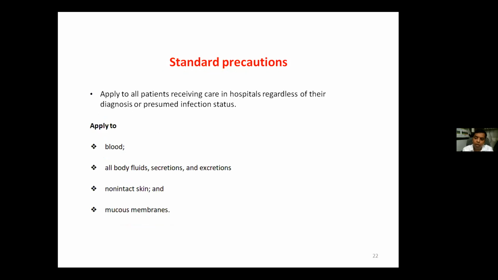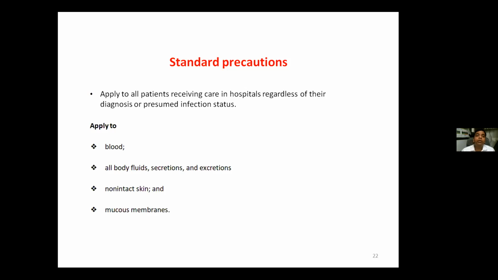Let us learn in detail about the infection control precautions. Infection control precautions are those precautions that need to be applied to prevent and control the cross transmission of healthcare associated infection. The most important isolation precautions are of two types. One is standard precaution and another is transmission based precaution. Now, what is standard precautions?